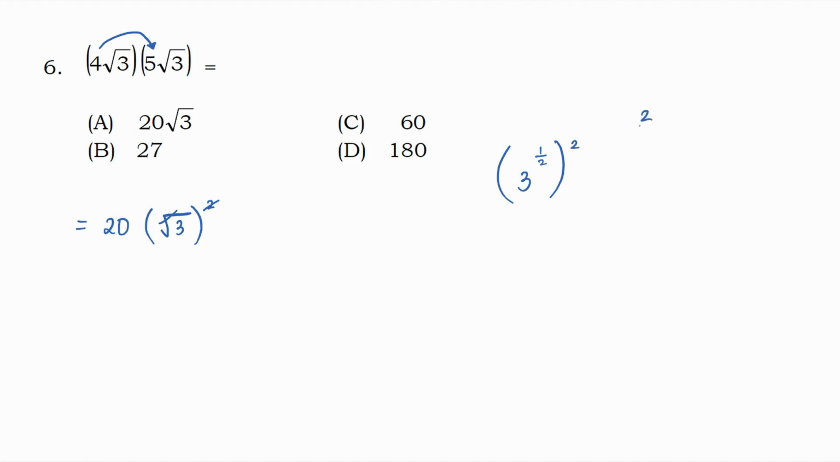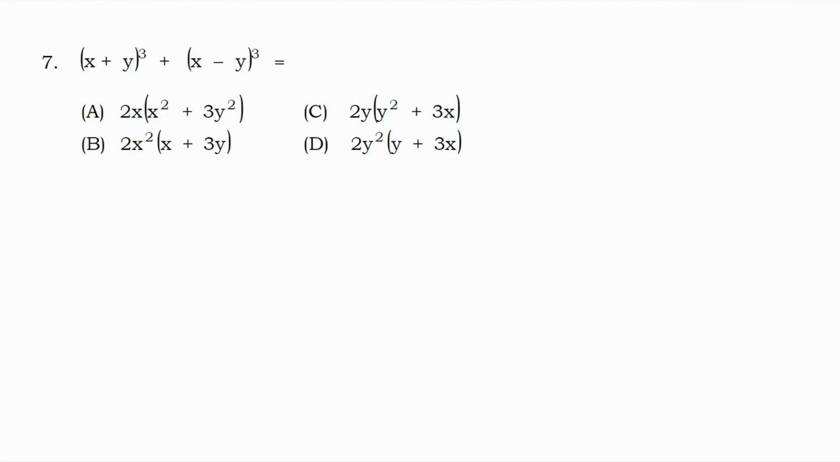So, 2 over 2, di ba? Magiging 2 over 2 na yung exponent niya. So, this one is equal to 1. Kaya, 3 raised to 1 is also equal to 3. Kaya, magiging 3 na lang din yan. So, 20 times 3 is equal to 60. So, that's our final answer. Letter C. So, for this one, meron kang cube of binomial.